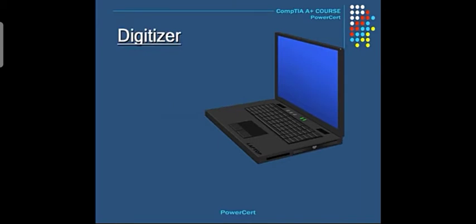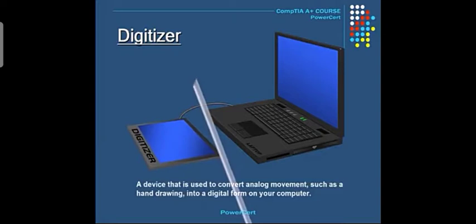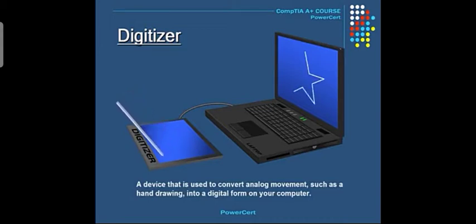Now, a digitizer is a device that is used to convert analog movement, such as a hand drawing, into a digital form on your computer. A digitizer will have a flat surface like a tablet with a stylus, and as you draw on the flat surface using the stylus, it will record the image from the stylus and process the drawing on your computer screen. A digitizer typically connects to your computer using a USB cable.